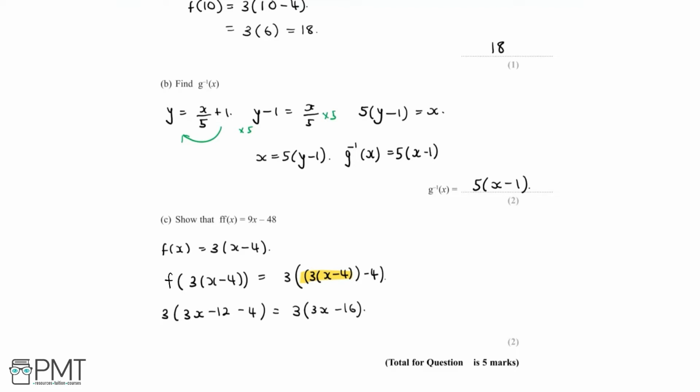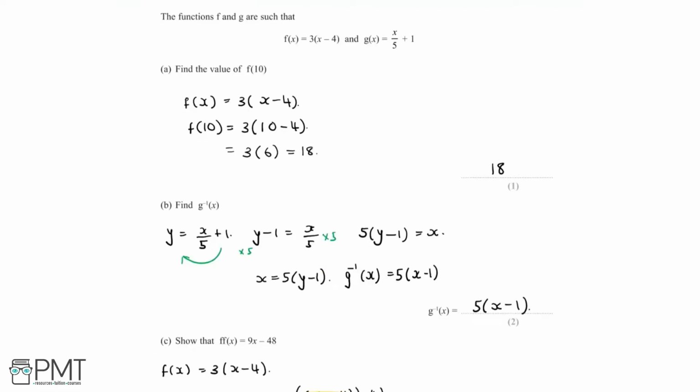Well, now we can expand these brackets and say that f(f(x)) is equal to 3 multiplied by (3x − 16), and so multiplying each term separately, we have 3 multiplied by 3x, which is equal to 9x, and 3 multiplied by −16, which is equal to −48. And so we've now shown that f(f(x)) is equal to 9x − 48.